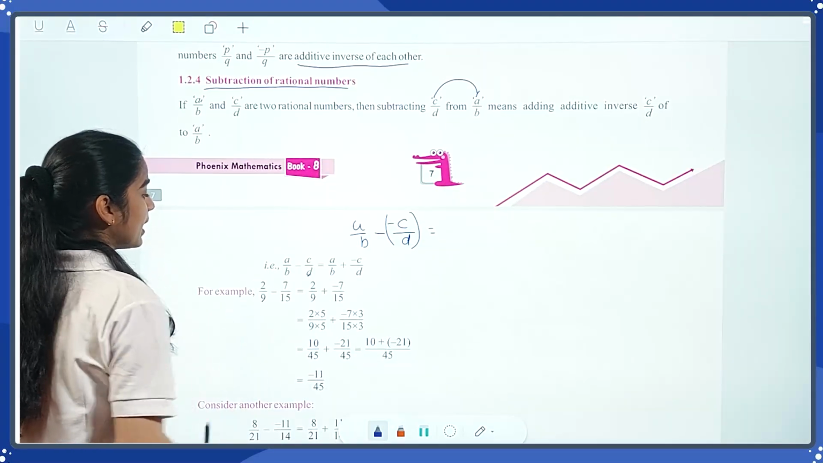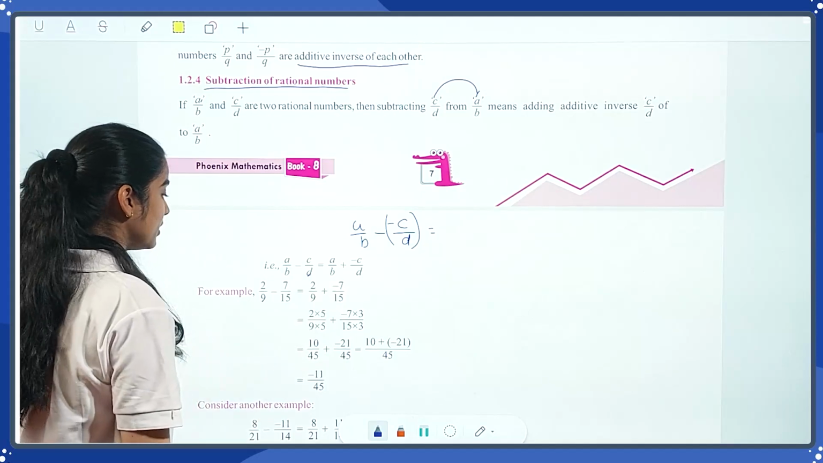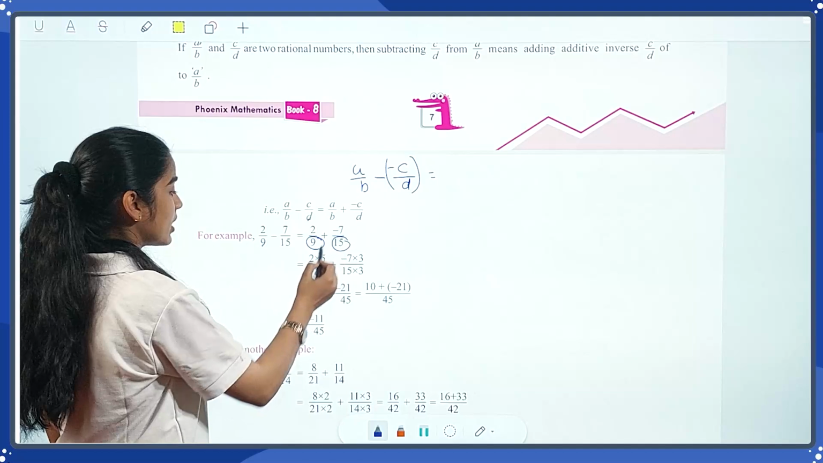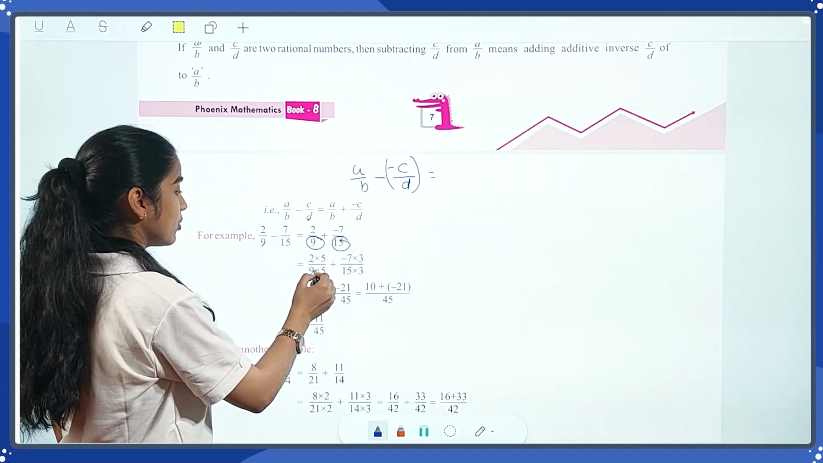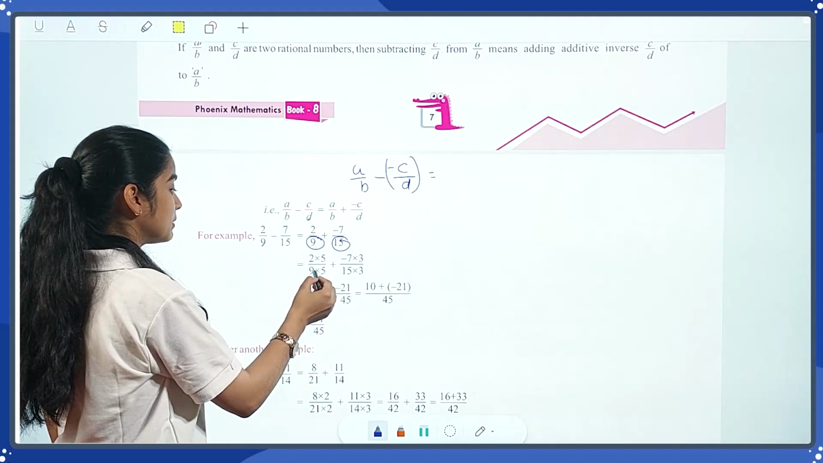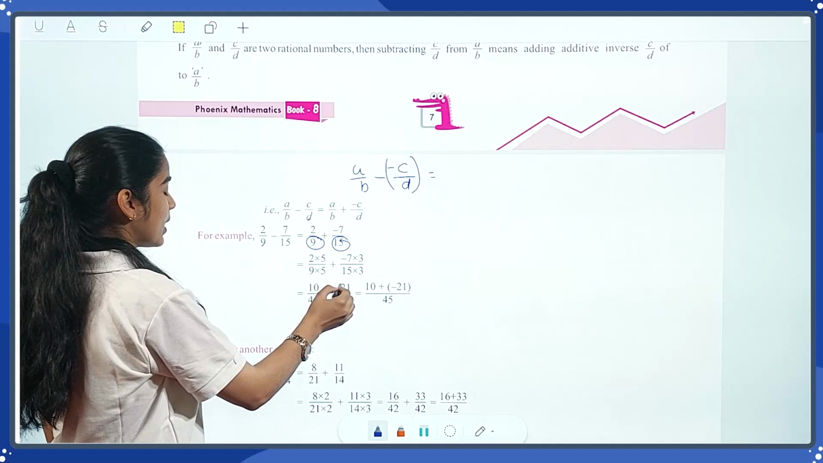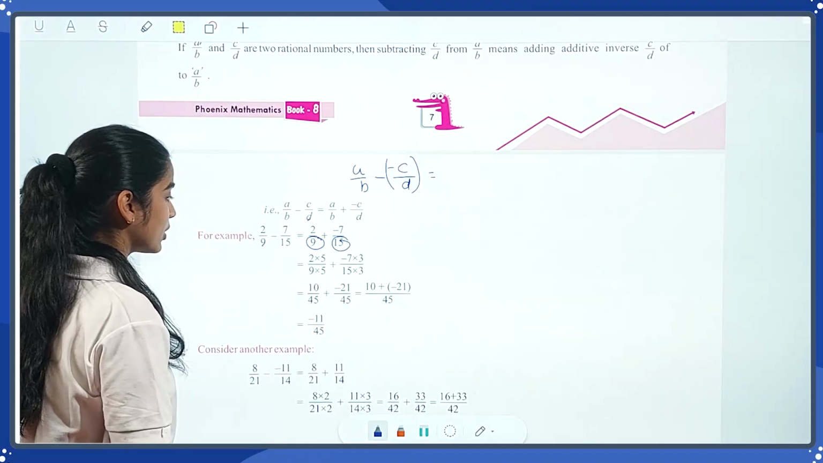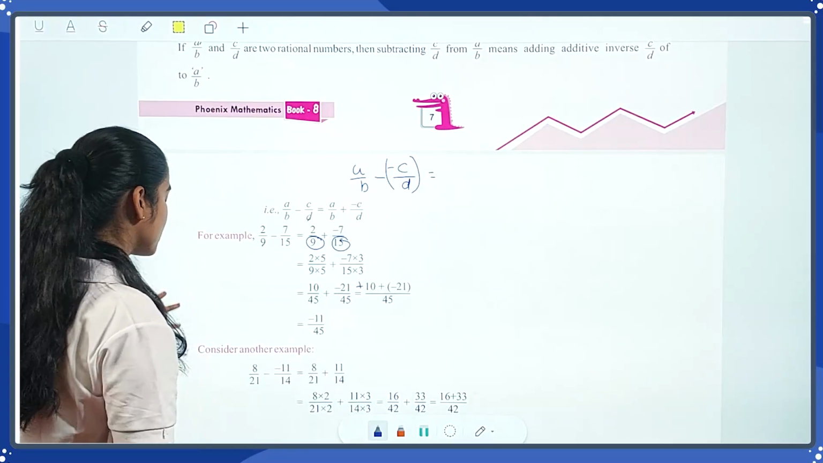Now 2 by 9 minus 7 by 15 is 2 by 9 plus minus 7 by 15, and your result will be, now you have to take the LCM first. Your LCM result is 45. So how you have to convert your denominator as 45 is you multiply 9 with 5. So 10 by 45 plus minus 21 upon 45 is equal to 10 plus minus 21 over 45. Plus and minus is minus, so 11 by 45 is your answer.